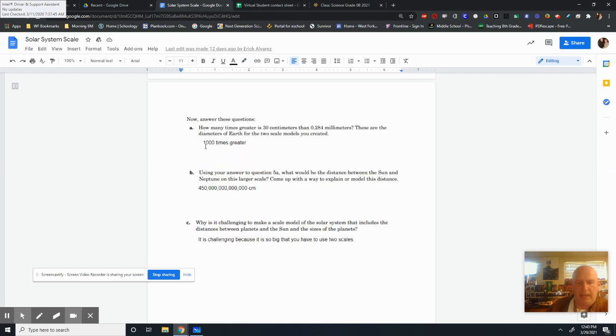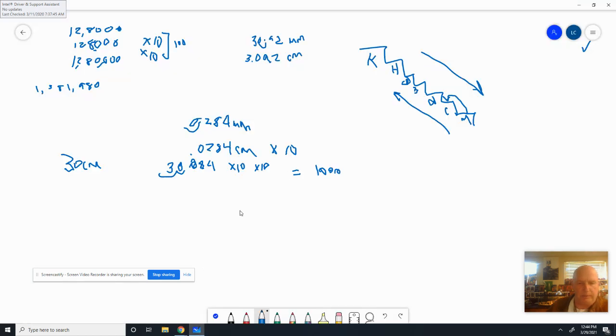Using your answer from 5A, what would the distance between the sun and Neptune be on this larger scale? Sun to Neptune on this larger scale. So we have kilometers. Let's go back to that real quick. So we know that it's 4,500,000,000, and that's kilometers. And that decimal point is right there.